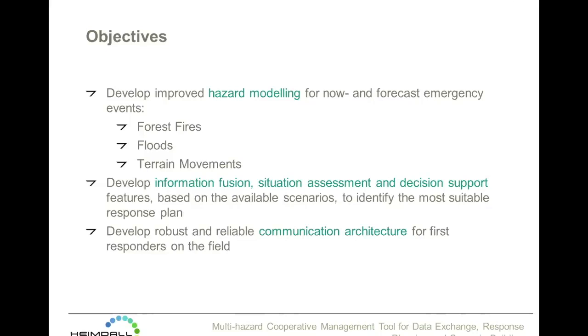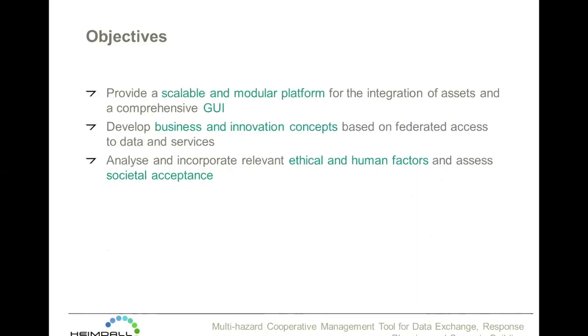The scenarios that are going to be addressed by the system, although the system is not intended to be limited to a dedicated type of hazard in the long term. For the duration of the project, the scenarios that we are taking into account are forest fires, floods, and terrain movements. And the tools to be provided have to be input into a scalable and modular platform that will allow the incremental development of the system, adding new tools as soon as they are available.